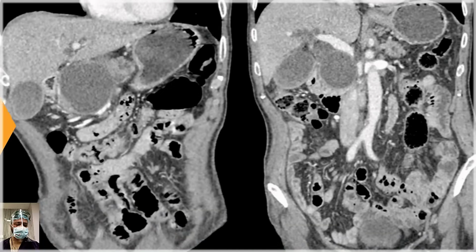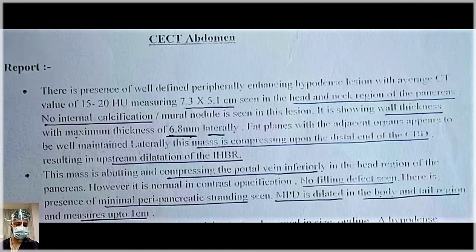So the CT findings were a presence of well-defined peripherally enhancing hypodense lesion with average CT value of 15 to 20 Hounsfield units, measuring 7.3 by 5.1 centimeter in the head and neck region of the pancreas, with no internal calcification or mural nodule seen. It was showing wall thickness of 6.8 mm. Fat planes with adjacent organs appear to be well maintained. And lastly, this mass was compressing upon the distal end of CBD, resulting in the upstream dilatation of the biliary radicals.